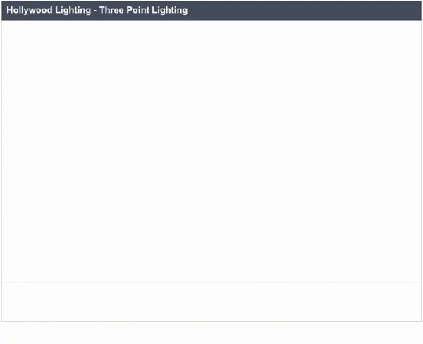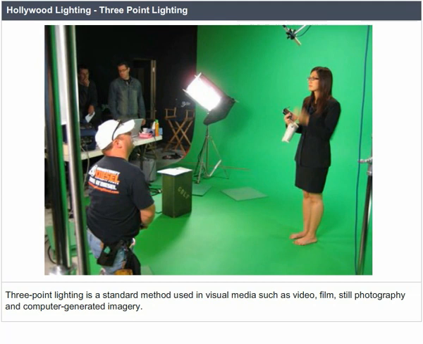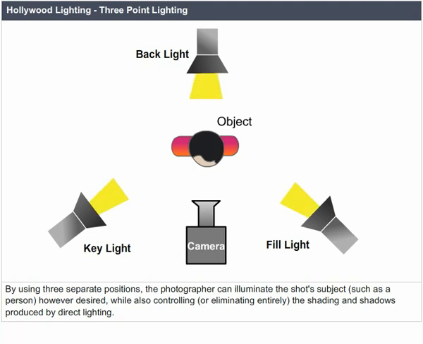Hollywood lighting, 3-point lighting. 3-point lighting is a standard method used in visual media such as video, film, still photography, and computer-generated imagery. By using 3 separate positions, the photographer can illuminate the subject, such as a person, however desired, while also controlling or eliminating entirely the shading and shadows produced by direct lighting.